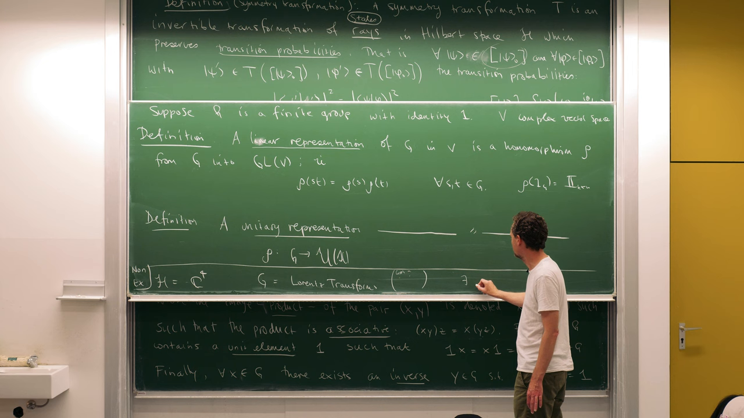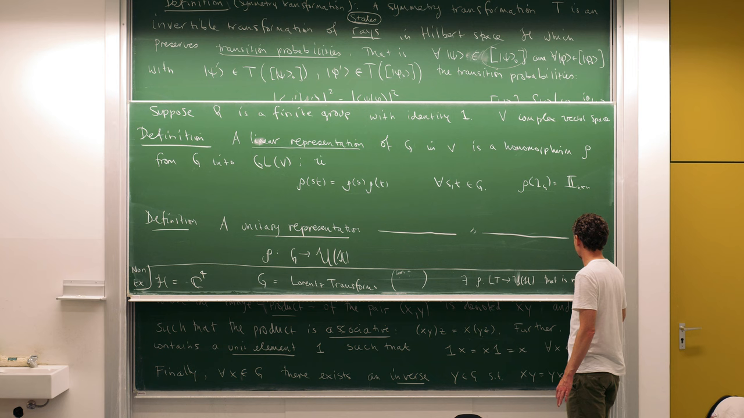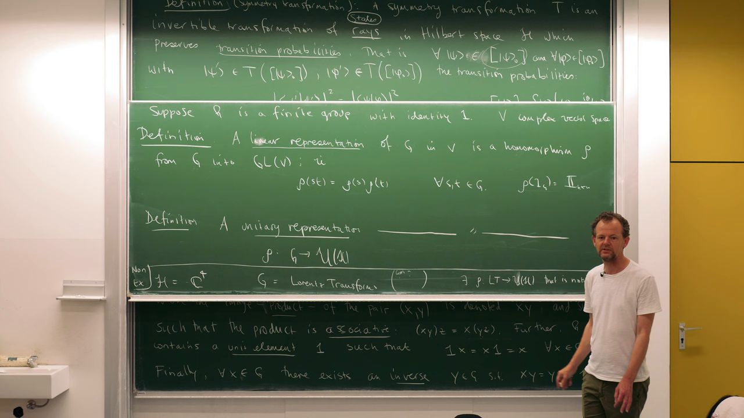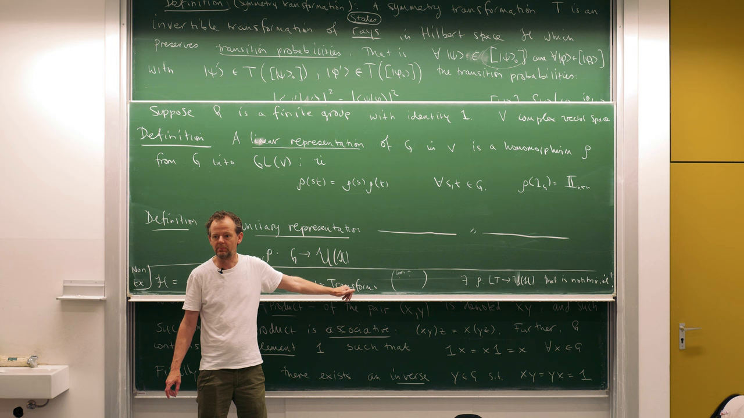There does not exist a homomorphism from Lorentz transformations to unitaries on this space that is non-trivial. And this is what makes physics, quantum mechanics, kind of hard. There's a trivial one. Here's a trivial homomorphism: every single Lorentz transformation is represented by the identity matrix.